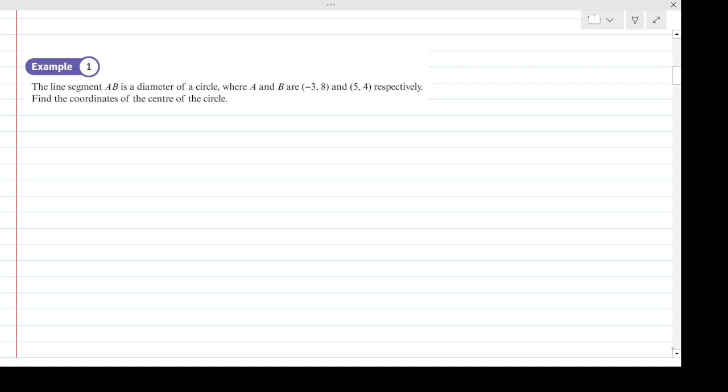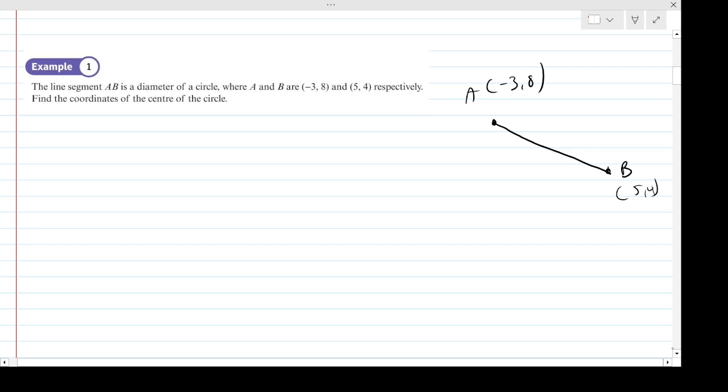Let's roughly plot the points. (-3, 8) is here, and that's A. Then B would be (5, 4), further along and down here. So this line segment connecting A to B is the line there, and we are told AB is the diameter of the circle. Now, we want to find the coordinates of the centre of the circle.